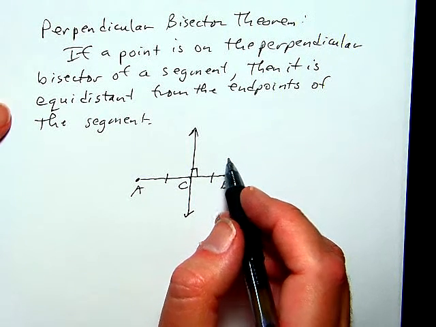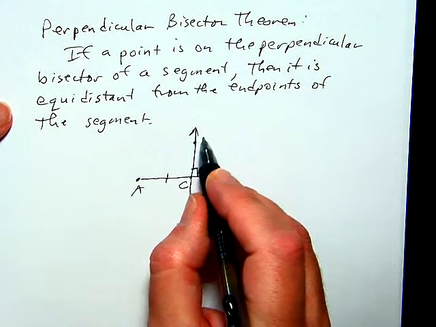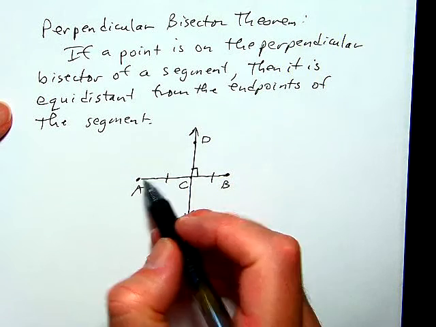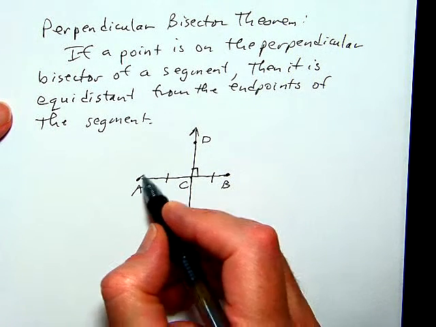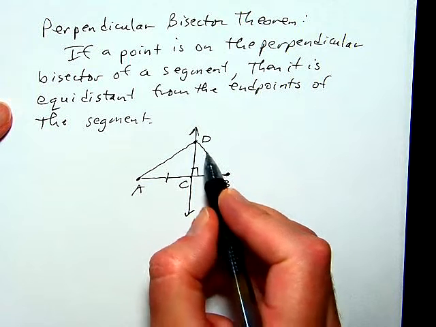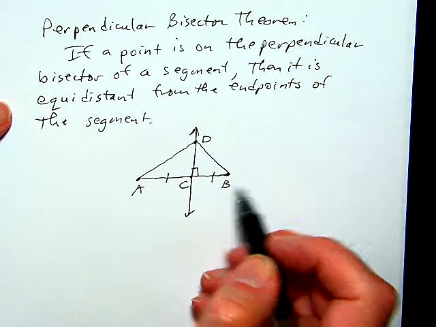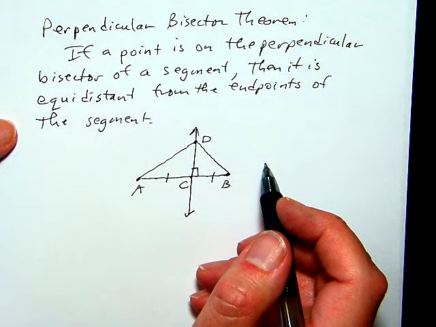And then the theorem says that if you take any point on this perpendicular bisector, let's call it point D, then that point will be equidistant from the endpoints of the segment, which means that D is equidistant from A and B, which is the same thing as saying AD is congruent to DB. So how do we know that this theorem is true?